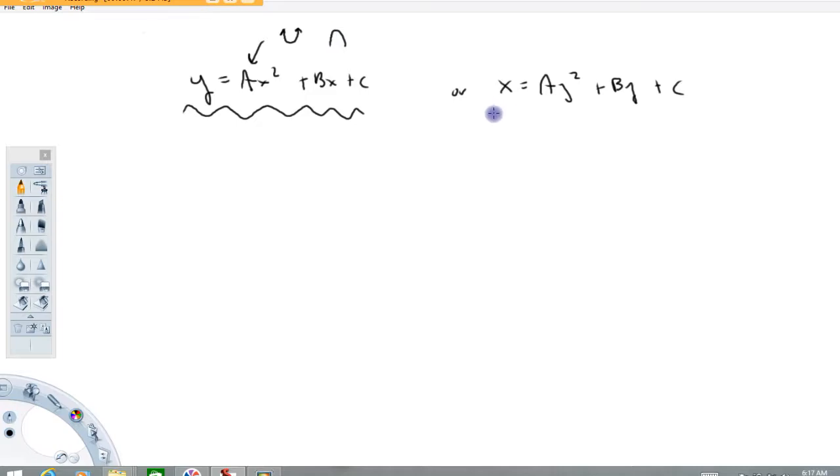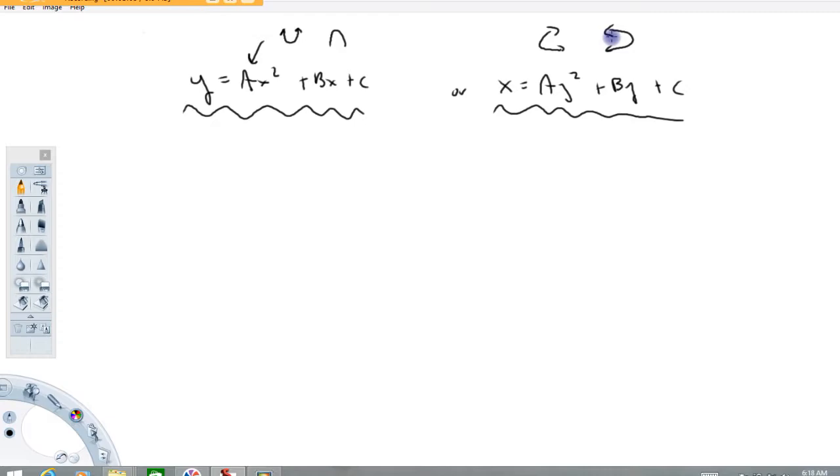They sometimes take this mathematical form, like x equals ay squared plus by plus c. These give parabolas that open left or right. When a is positive, they open to the right. They look something like this. When a is negative, they open to the left, so they look more like this.